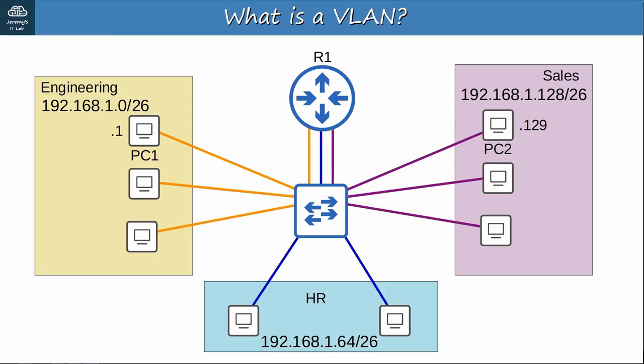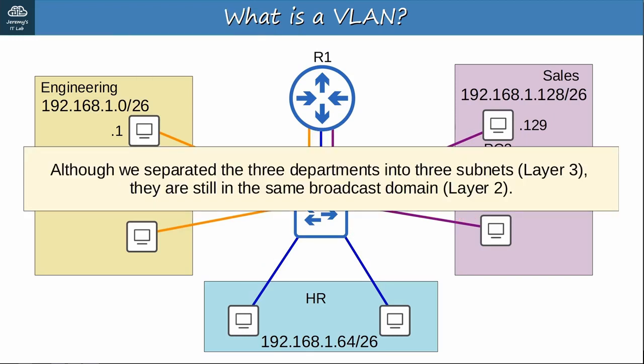So I've shown you that although we separated the 3 departments into 3 subnets, meaning they are separated at layer 3, they are still in the same broadcast domain, the same layer 2 network, or the same LAN. Now, one possible solution is to buy a separate switch for each department. However, that is not very flexible, and network equipment isn't cheap, so buying 1 or more switches for every single department could be too expensive, especially for a small enterprise.